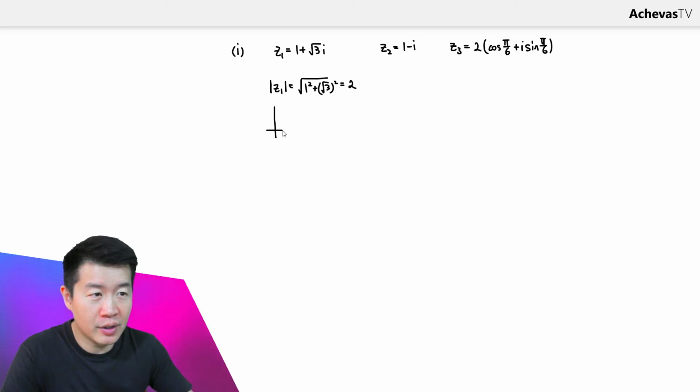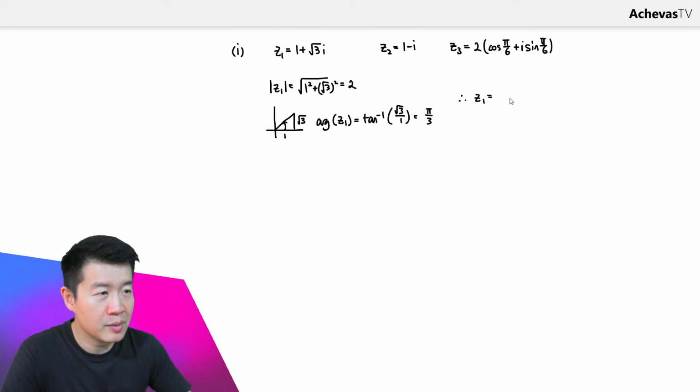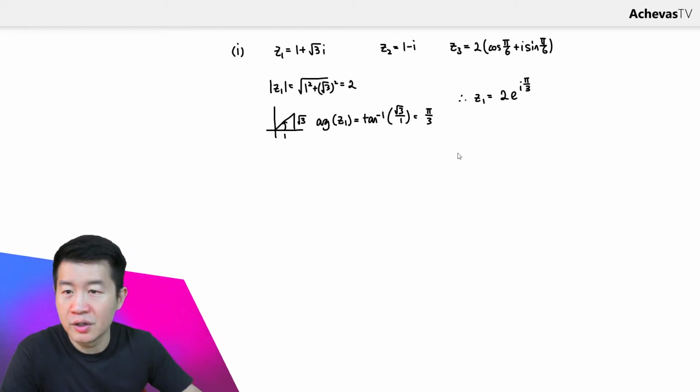We will also find the argument of this. So in an Argand diagram, let's do a quick sketch of it. The argument is going to be here, and the horizontal distance here is 1. The vertical distance here is square root of 3. So from this, I can deduce the argument of Z1, which is this angle here. So it is going to be tangent inverse of square root of 3 over 1, and this is equal to pi over 3. Therefore, we know Z1 can be expressed as 2e to the power of i pi over 3.